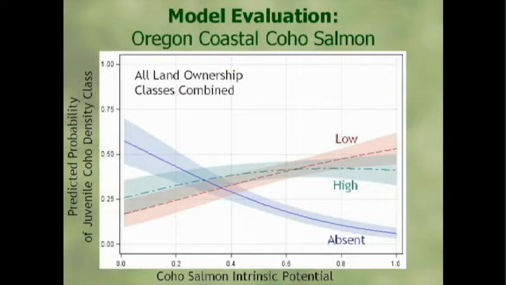Another example of how intrinsic potential models have been evaluated is demonstrated here with coho salmon for the Oregon coastal province.